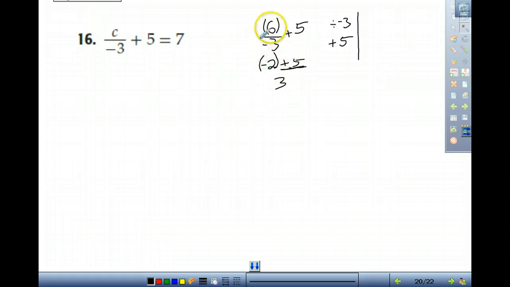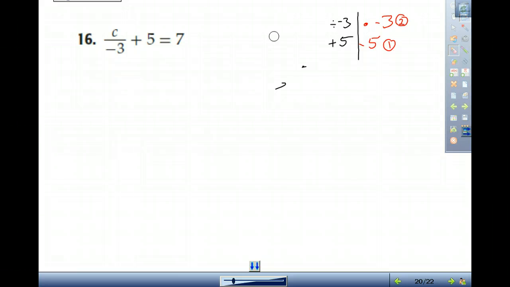And I'm just picking any random number right here. We're not actually using this to solve the problem, it's just an example. I picked 6 just because it's divisible by 3, but I could have picked 5, I could have picked 1. I'm just picking a nice number. Now we're going to do the opposite. So what's the opposite of adding 5? And what's the opposite of dividing by negative 3? Multiplying by negative 3. So this tells me I need to do this first and this second for my real problem. And the one I made up here, that's to let us know.